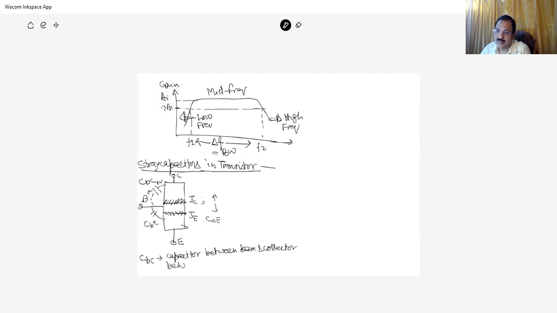We have the feedback capacitor. If the output signal is fed back to the input, and the output is opposite to the input, that is why the gain is decreasing. The gain is decreasing because there is a signal which is the opposite of the output.